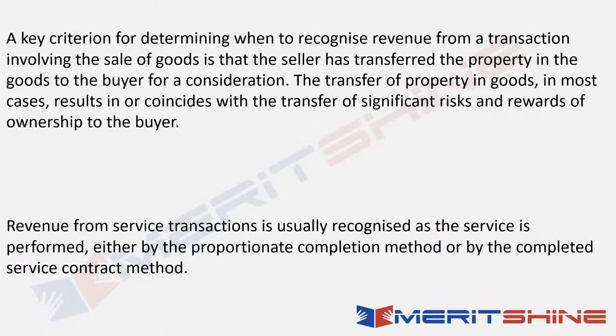Chalo, let's move to the next one. Again, this is a key criterion for determining when to recognize revenue from a transaction involving the sale of goods: the seller has transferred the property in the goods to the buyer for a consideration. The transfer of property in goods in most cases coincides with the transfer of significant risks and rewards of ownership to the buyer. If you see, this is very vague, and there is a complete range of ways of recognizing how the transfer of risk and ownership has been done, depending upon the terms of the purchase.